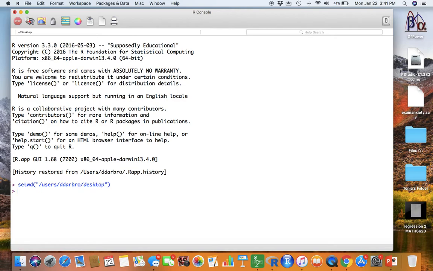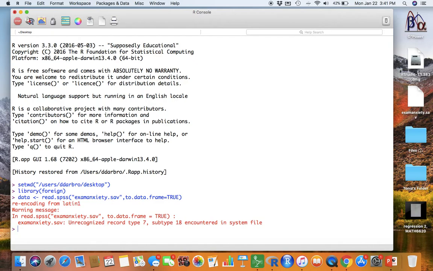Okay. All right. So data. I want to do read.spss, and I want to get my data set. But I have to do a little trick here: to.data.frame equal TRUE, to get this in the format that I need.